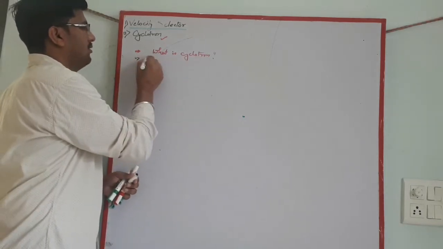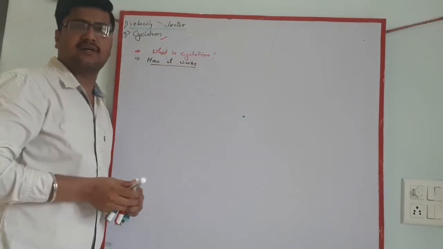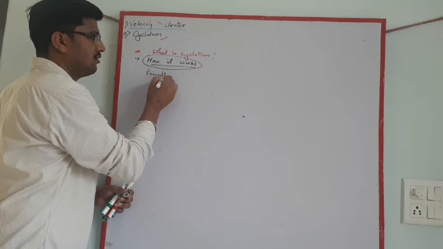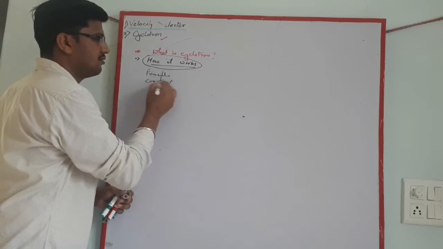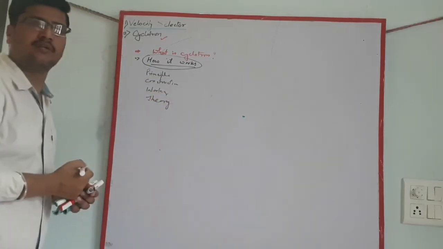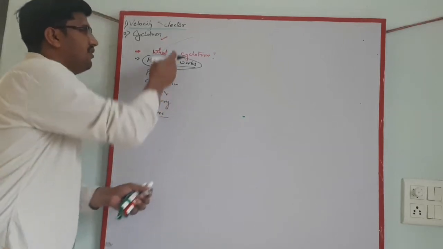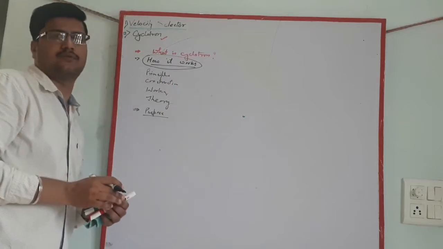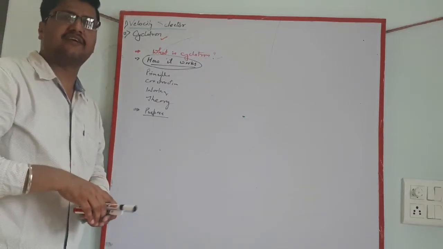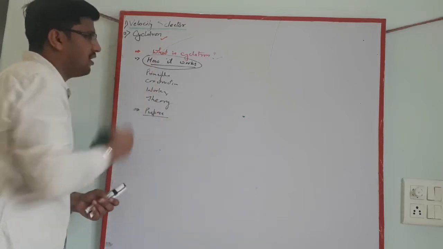Second is how it works. How it works? To understand working, that means principle, construction, working and theory. Then purpose. That means why we need a cyclotron, what is the use of cyclotron. So what is cyclotron? We have discussed just now, the device which is used to accelerate the charged particle to very high energy. How it works?